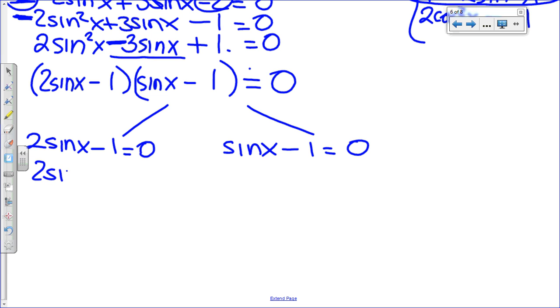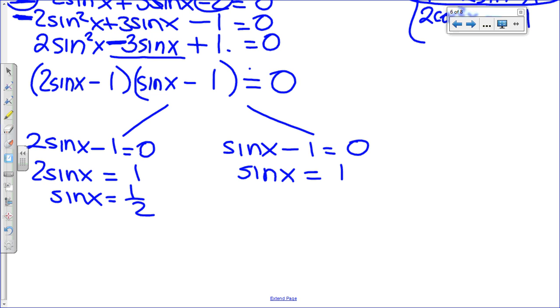We get 2 sine x. Don't open the door. Well, if you already did, don't worry. Nope. 2 comments right when you did. Okay, thank you, Lisa. So sine x is equal to 1 over 2.